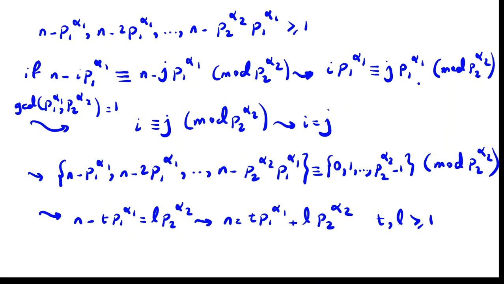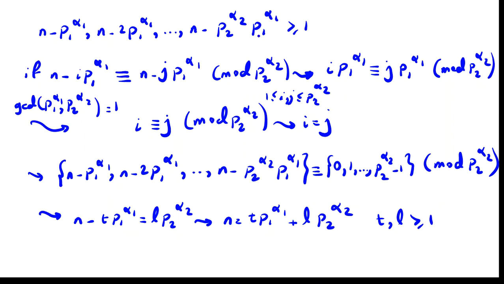Because p1 and p2 are different prime numbers, their GCD is 1. So you can divide both sides by p1^α1, and it will be i is congruent to j mod p2^α2. Since i and j are coefficients, they are between 1 and less than or equal to p2^α2. So when they are congruent mod p2^α2, they are equal.